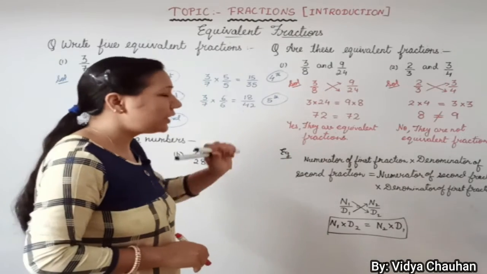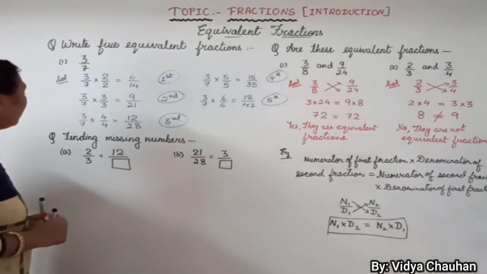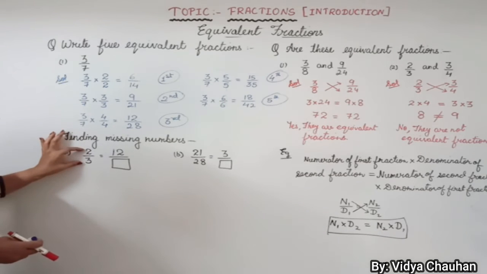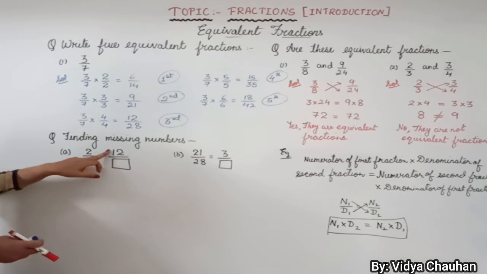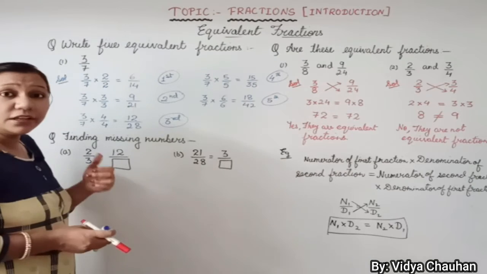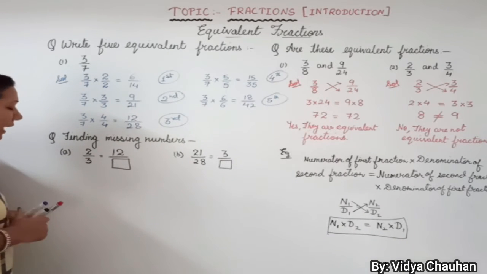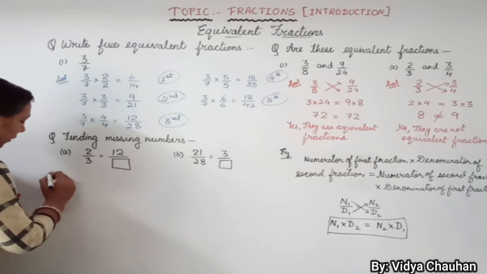Clear, students? Coming to the third part, in which you have to find the missing numbers. So here you can see that one of the fraction is given to us, and in the second fraction numerator is 12, denominator is missing. So we have to find this missing block. So for that missing block, how we are going to do that?